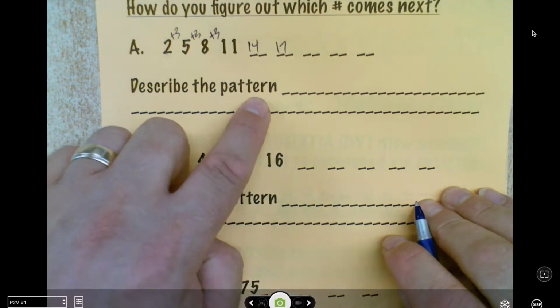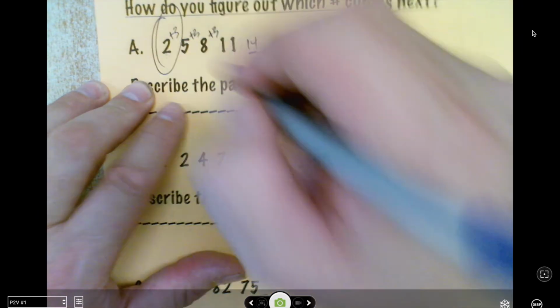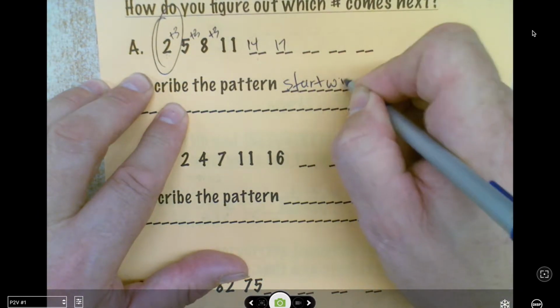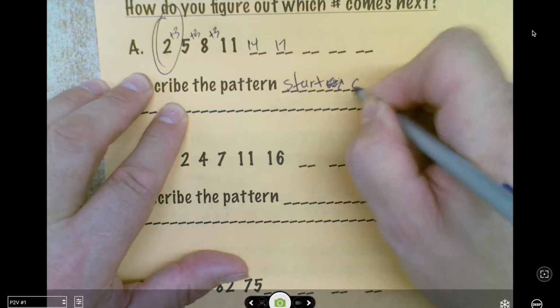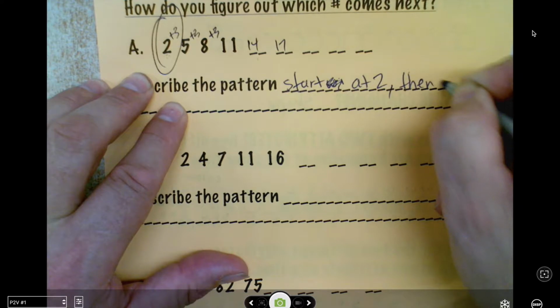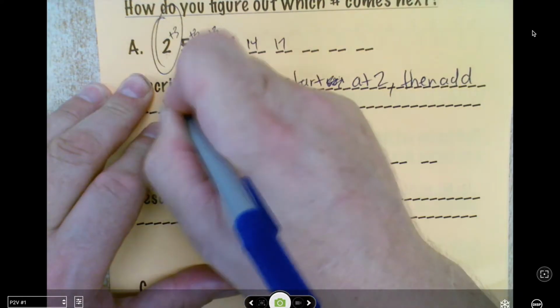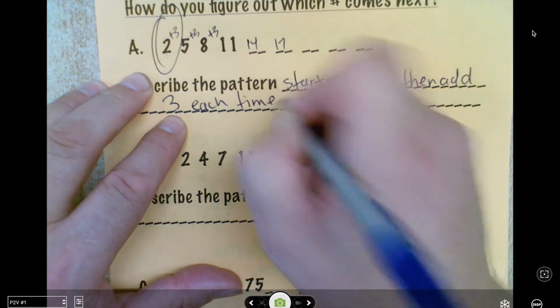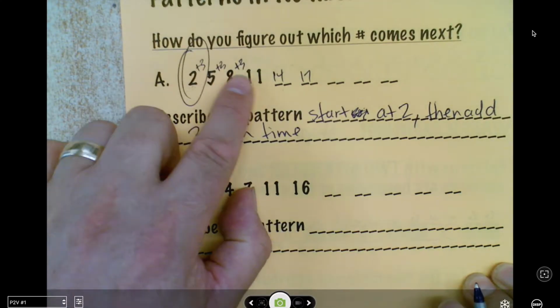How do you describe the pattern? You always start with what it starts with. So I'd write start at 2, then add 3 each time. This kind of pattern, you have the same amount adding each time.